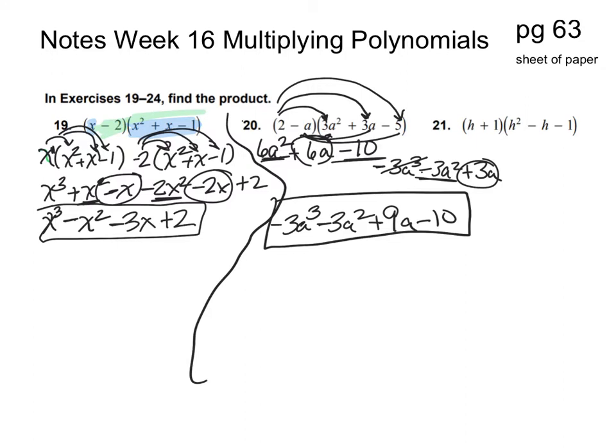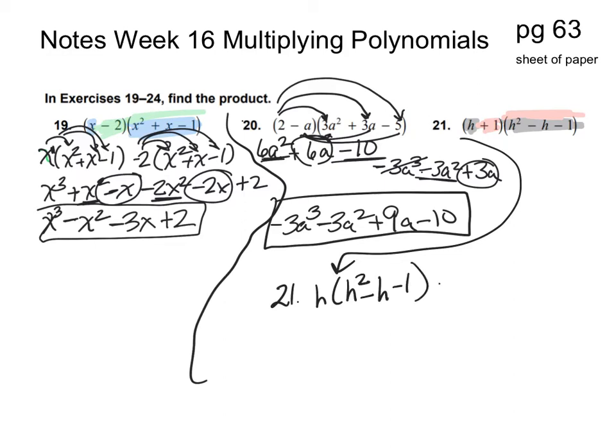For number 21, I believe I'm going to do it the way I did number 19. I'm going to use the distributive property. I'm going to distribute h times h squared minus h minus 1. Then I'm going to distribute positive 1 to that same trinomial. I'm going to show my work down here. H times the quantity h squared minus h minus 1 plus 1 times the quantity h squared minus h minus 1. Distribute h times h squared is h cubed.